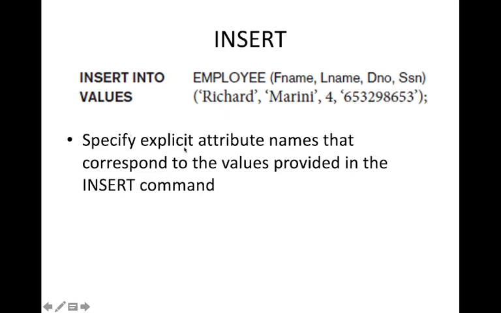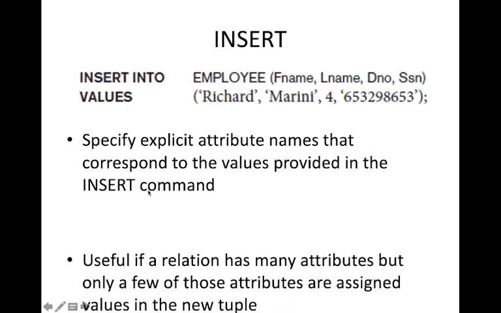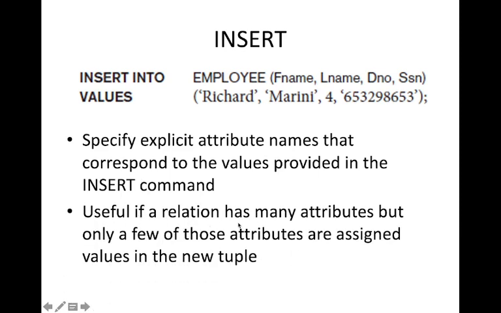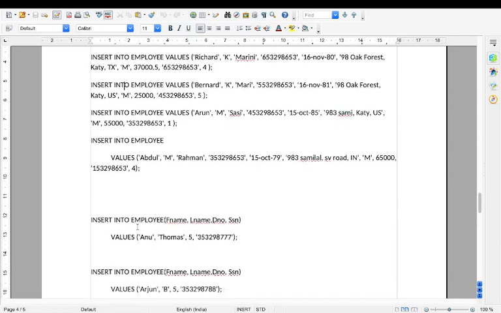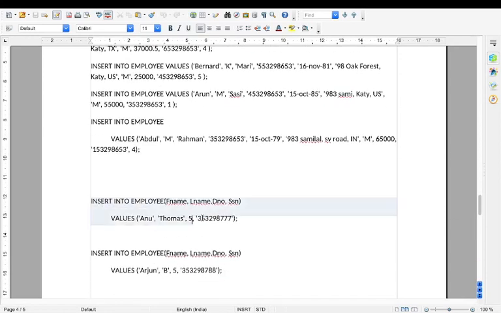So this specifies explicit attribute names that correspond to the values provided in the insert command. So it is useful if a relation has many attributes, but only a few of those attributes are assigned values in the tuple. So if you are entering only a few values, then you can use this statement. I'll show an example for that. So this is an example, insert.